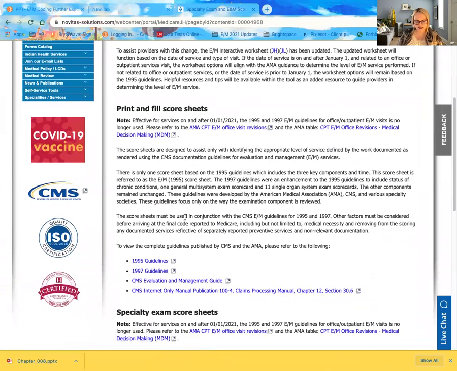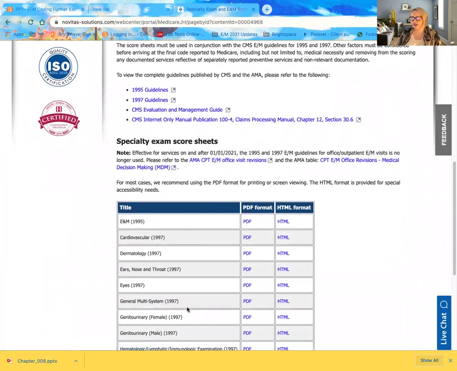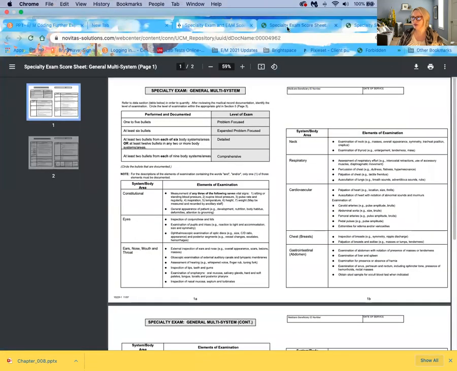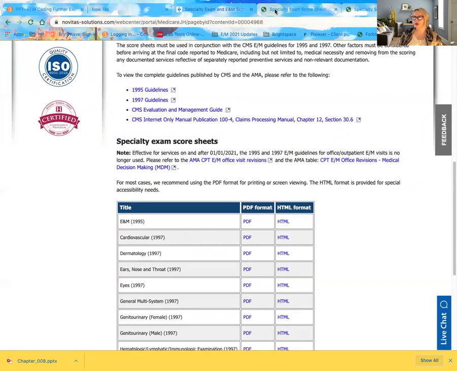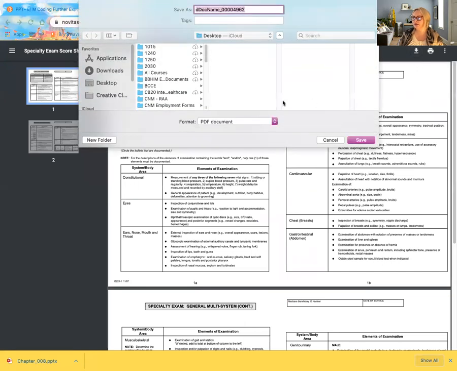To look at the 1995 E&M guidelines, I can select the PDF here. And to look at the general multi-system exam for 1997, I can see the PDF here. So I'm going to select both of these because I want to have them available and able to be used. I'm also going to download them to my computer directly because I want to be able to highlight on these, and I can do that by taking screenshots, or if I have a PDF editor, I can do that directly in my PDF. So let me download this to my desktop here.